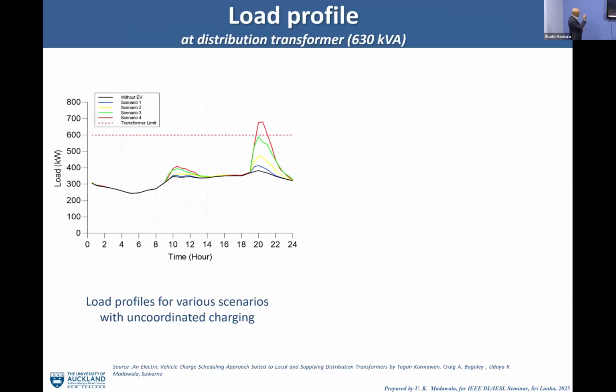And there you can see we have used four different scenarios. The fourth one is the worst case scenario. There you can see the 630 kVA distribution transformer. Oh, I'm sorry, I don't have a pointer here. There you can see that at night, in the worst case scenario, it exceeds the transformer capability. But what can you do? So this is what's going to happen.